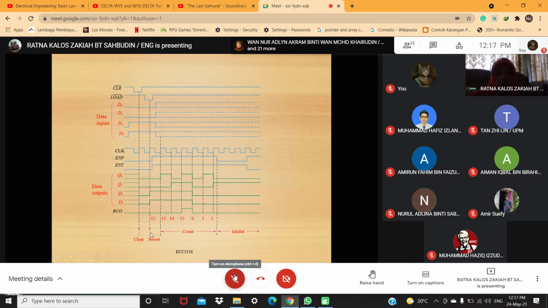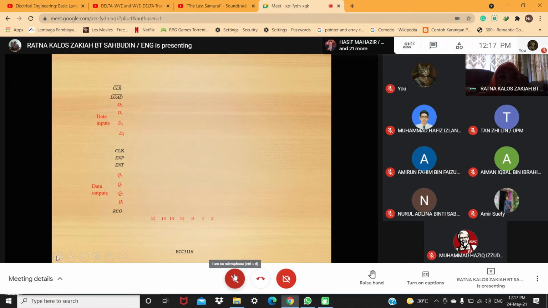Okay, it will start to load. For example, here you have 1 1 0 0. It will start to load 1 1 0 0, and the clock is at the positive edge. Remember, because you look at here, there is no bubble.